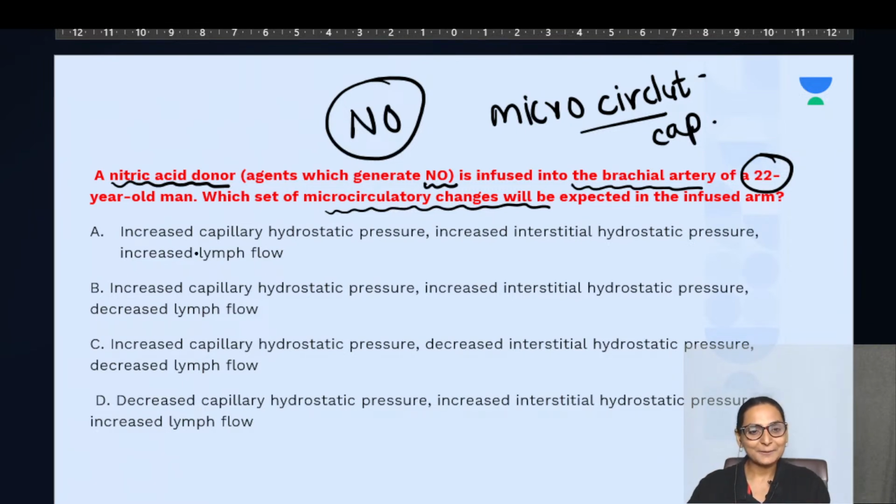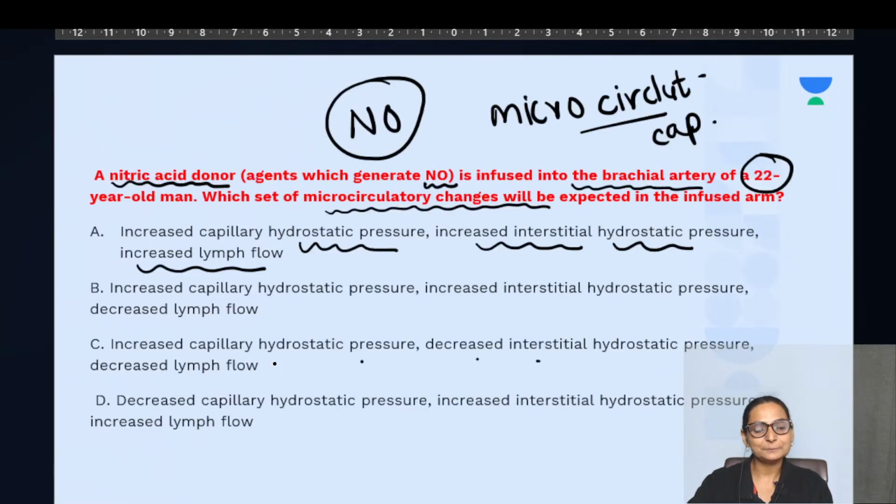So come back. What will this nitric oxide cause? Increase capillary hydrostatic pressure, increase interstitial hydrostatic pressure, increase lymph flow; increase capillary hydrostatic pressure, increase interstitial hydrostatic pressure, decrease lymph flow. Yes, Joy, it helps in interaction. Very good. Increase capillary hydrostatic pressure, decrease the interstitial, and D. So what is the correct answer?